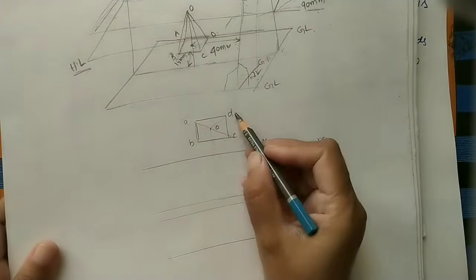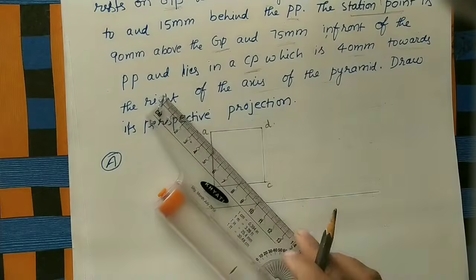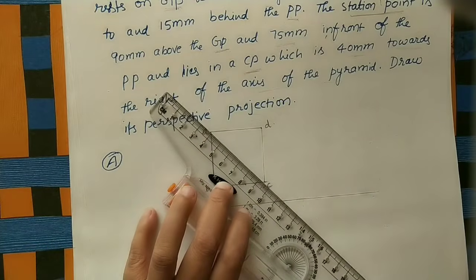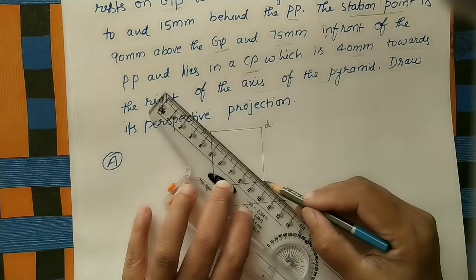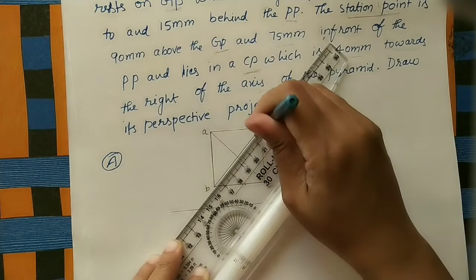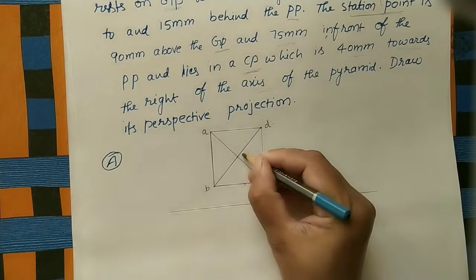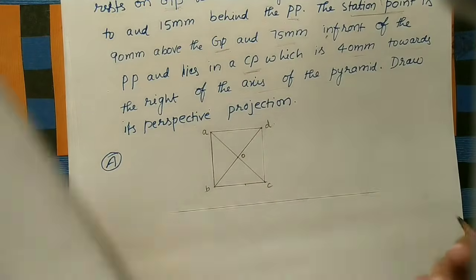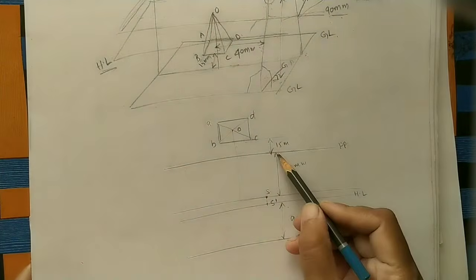After that find the center. Join opposite ends. It is the center. These are the slant edges. Okay, this is the apex. For apex we are marking O. After this diagram, this is PP.